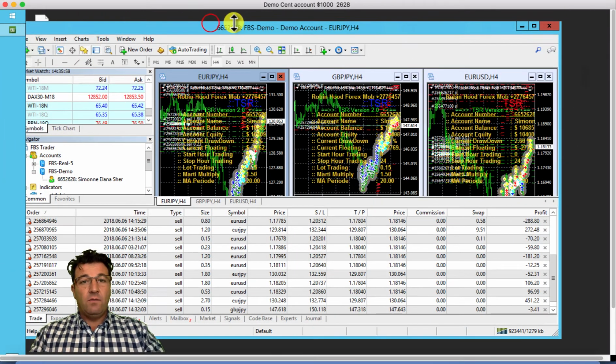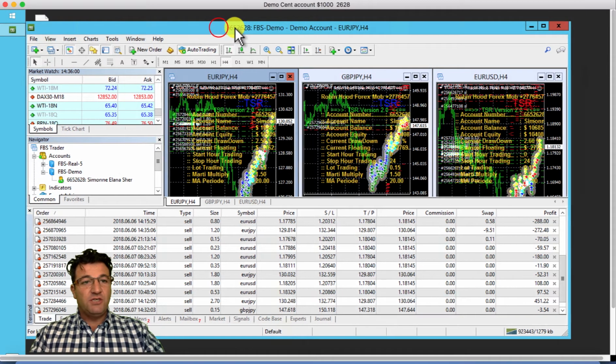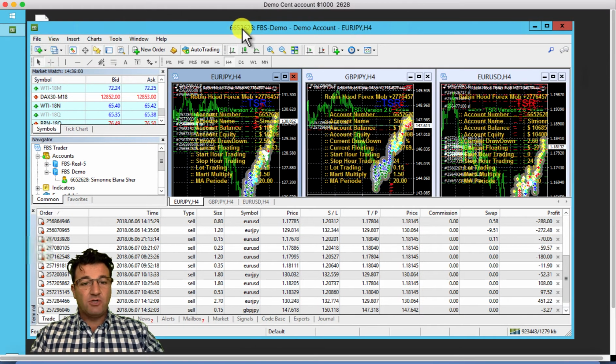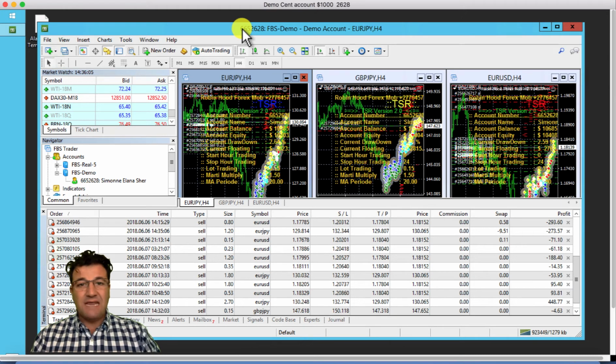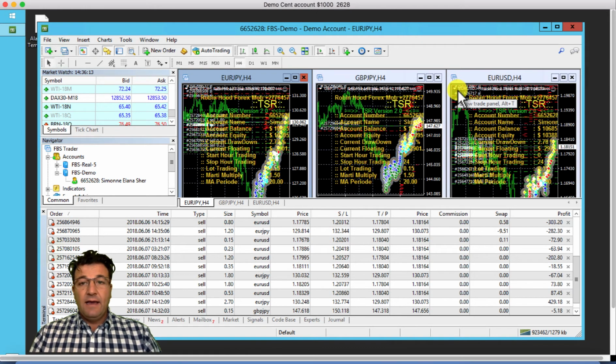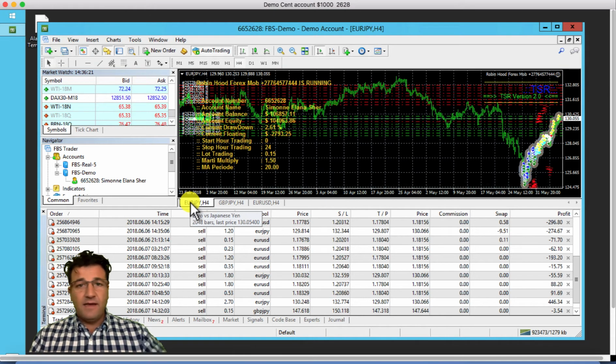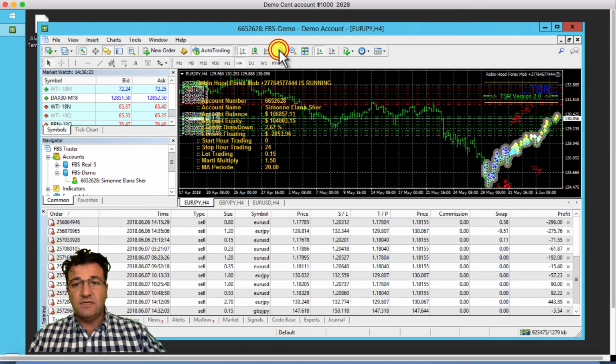Right, so we give you suggestions on what currencies to trade. I'm trading a $1,000 cent account, and I've got my three different currencies that the bot is trading, which is Euro JPY, Pound Yen, and the Euro US dollar. Let me open up a chart and expand it so that you can see exactly what's going on.